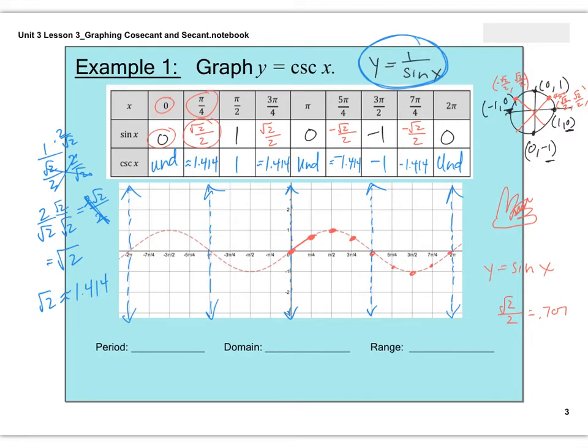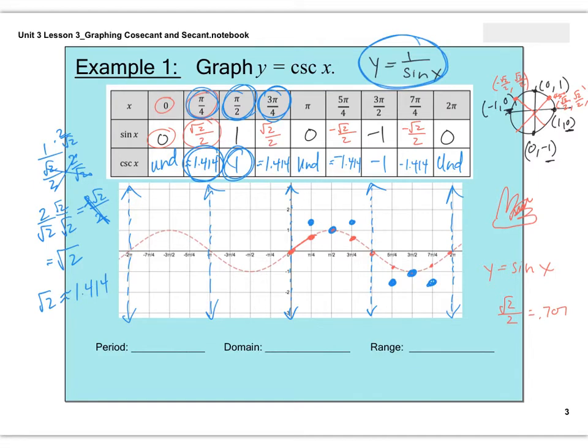So at pi over 4, we have about 1.4. So I'm going to go over to pi over 4 and put a dot at about 1.4. At pi over 2, we're at 1. That's right here. At 3 pi over 4, we're back up to about 1.4. And then we hit our undefined. Then let's keep going. At 5 pi over 4, we're at negative 1.4. That'd be about here. At 3 pi over 2, we're at negative 1. At 7 pi over 4, we're at negative 1.4.